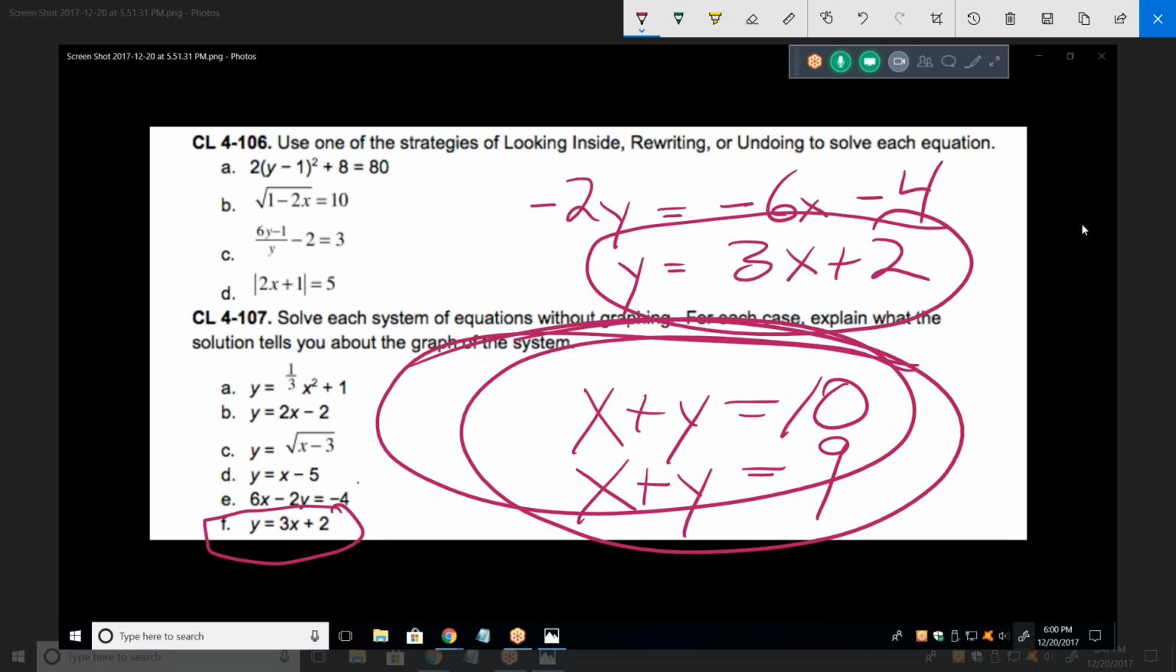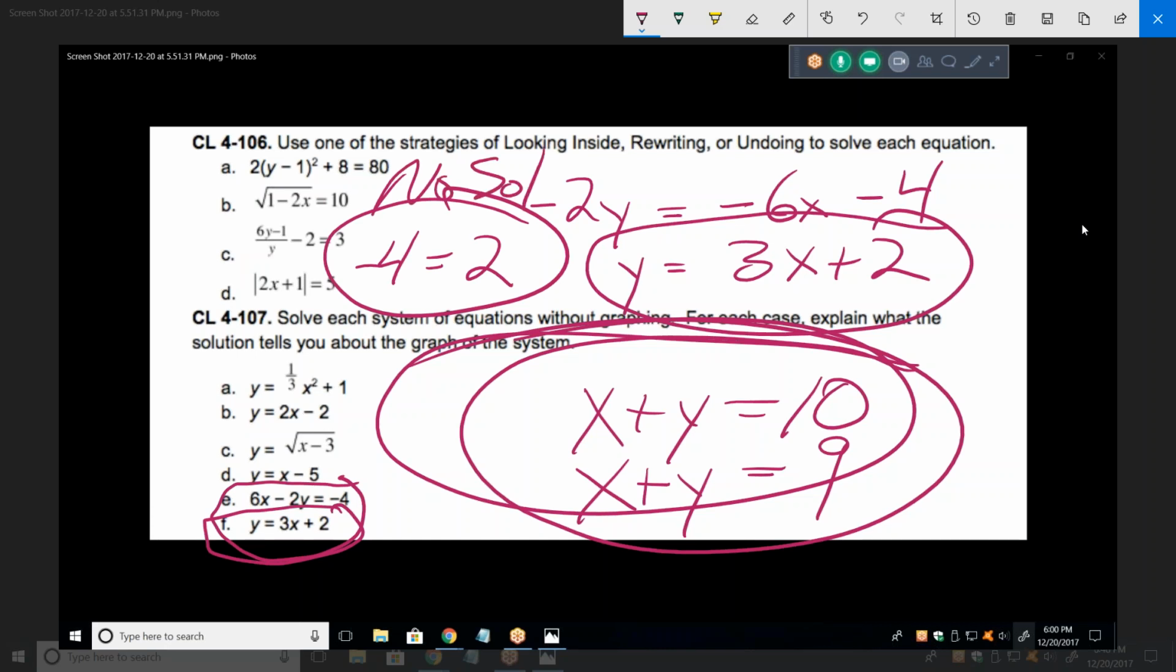Well, the one they gave us, when you try to solve it and you get a number equals another number, as long as it's the same number, that means it's valid for all x. And if you get something like minus 4 equals 2, then it's valid for no x. So these are always no solution. A number equals the same number is always an infinite number of solutions.